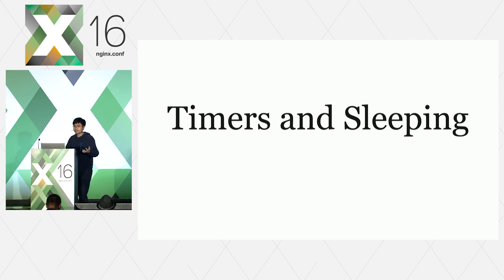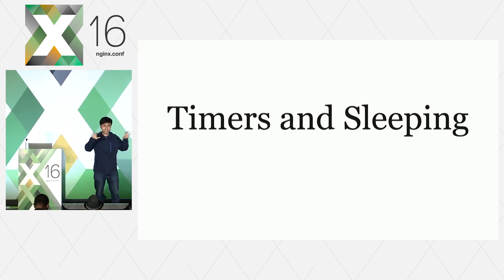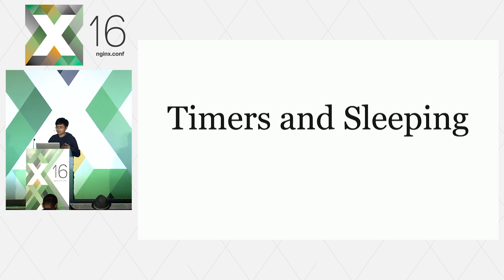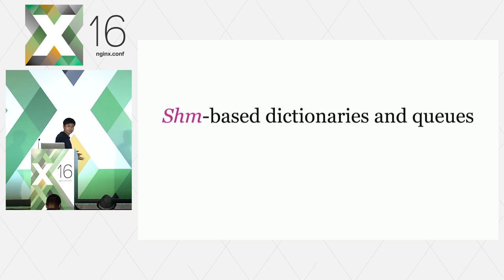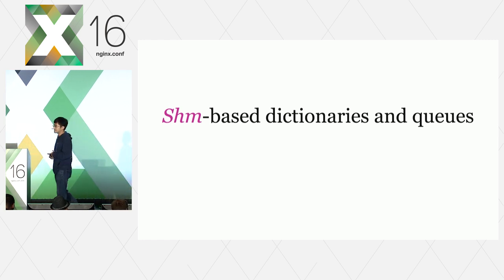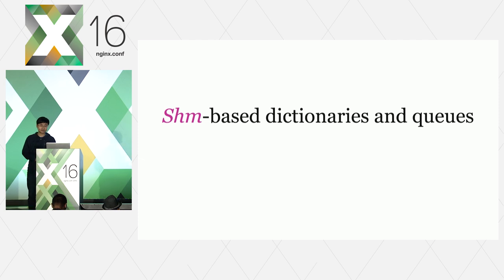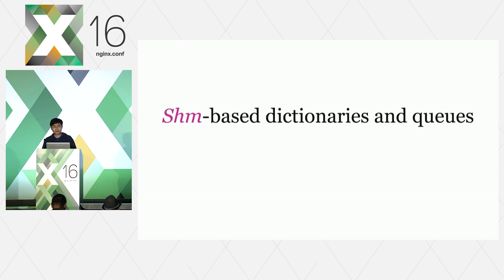So you can still have asynchronous threads running in the background, detached from any downstream requests handled by nginx. It's like cron jobs, right? And we also have shared memory-based dictionaries and queues, which expose very nice Lua APIs to the Lua code. And all these things are based on the nginx infrastructure. So why shared memory? Basically, we want to share data among all the nginx worker processes.